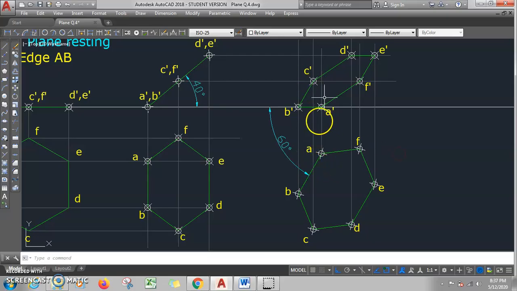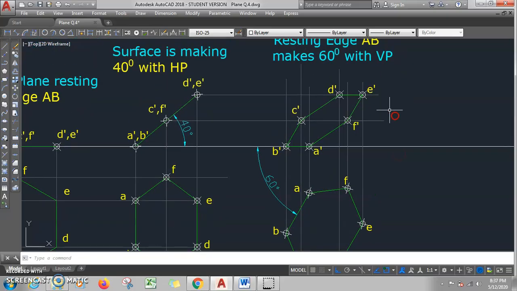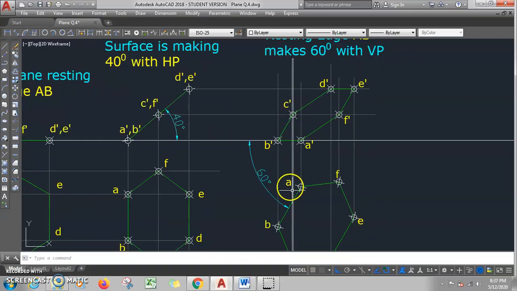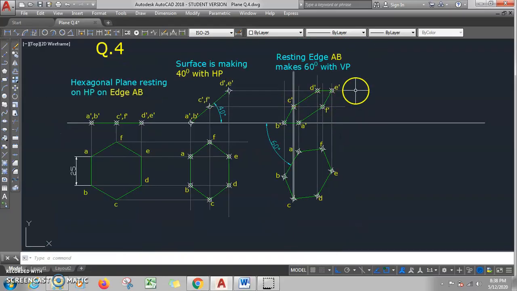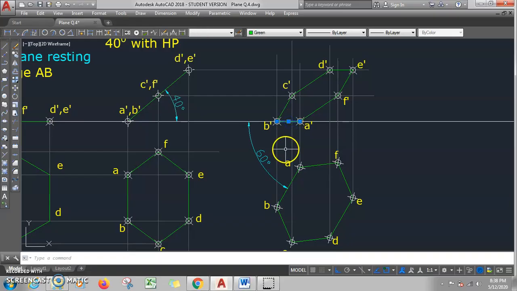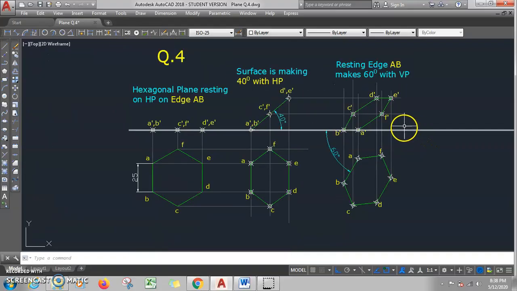Now I will draw all the projectors here, 1, 2, 3, 4, 5, 6. Locate all the points. You see point A, then point B, likewise A, B, C, D, E, F. Join those points in sequence and you get the front view of the object, where AB is resting on HP, the surface is making an angle of 40°, and the resting edge AB is making an angle of 60°. So here all conditions are satisfied by step number 3.